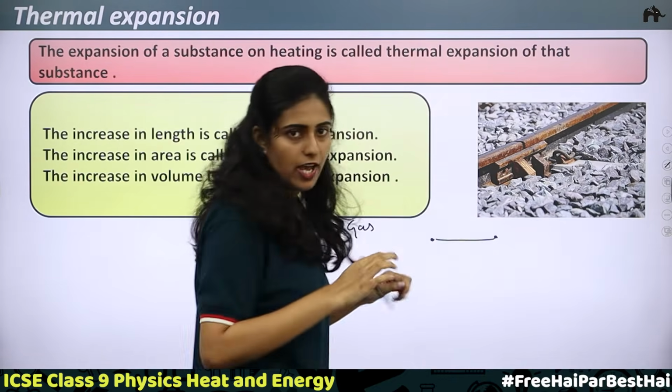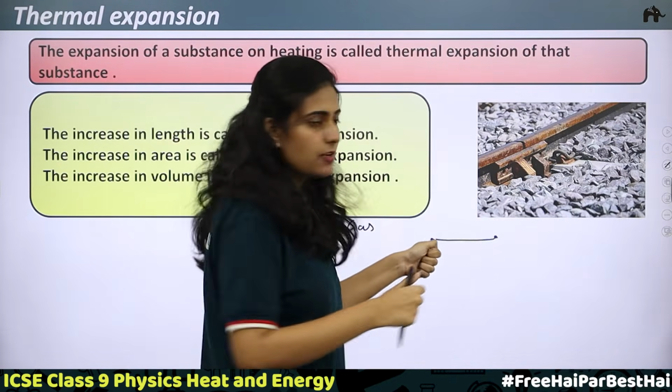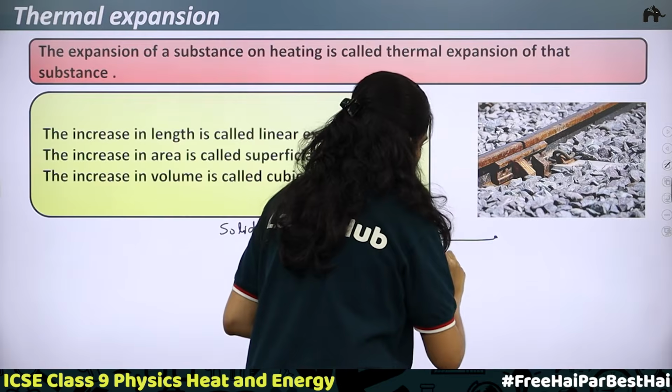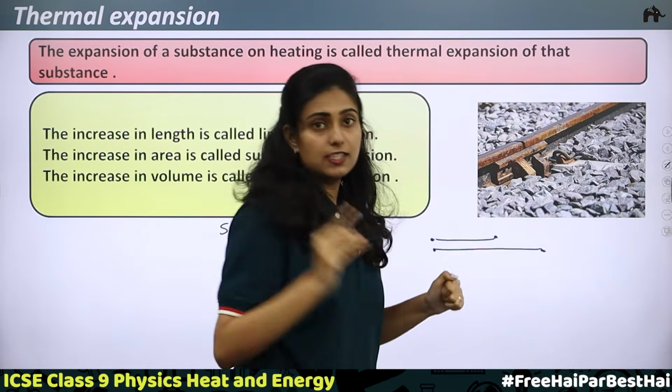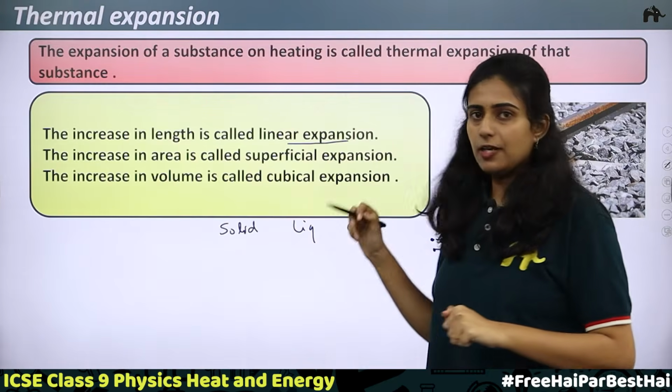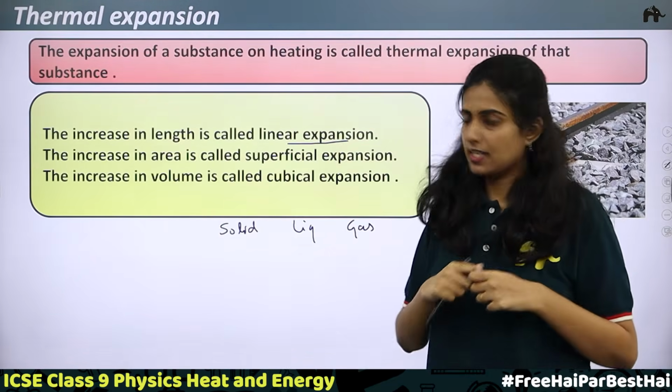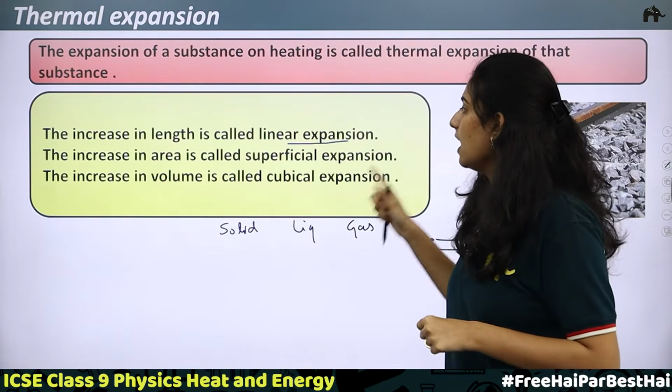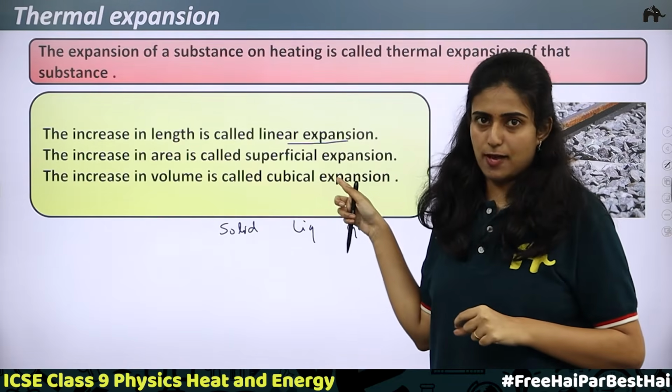This is the rubber band in your hand. When you hold it here and pull it from one side, what happens? It is expanding. This type of expansion is called a linear expansion. Okay, that is, length is increasing. Next, the increase in area is called superficial expansion.